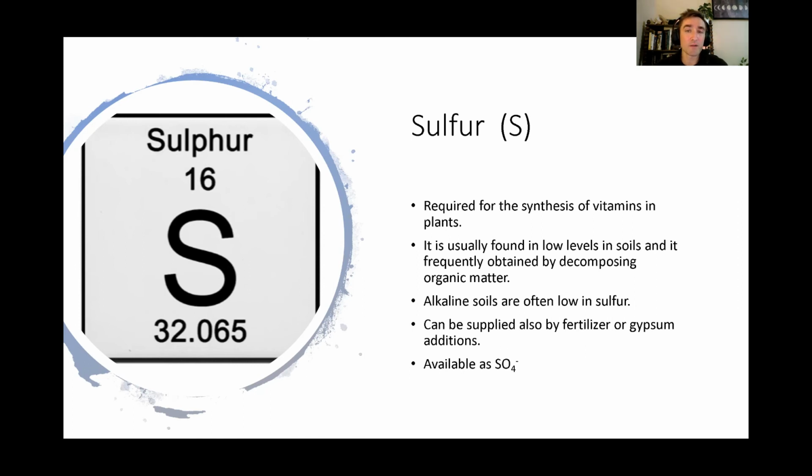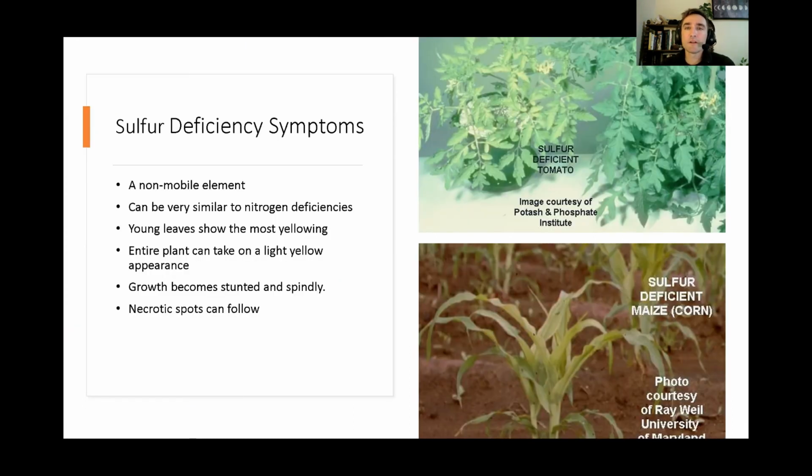Now, gypsum is a common amendment that is put into clay soils to help break up the heavy, solid nature of clay soil and to improve the structure. So gypsum or fertilizer added to the soil will add sulfur in a soluble form. Sulfur is a non-mobile element, and the deficiency symptom looks similar to nitrogen. You'll get a yellowing of the entire leaf.